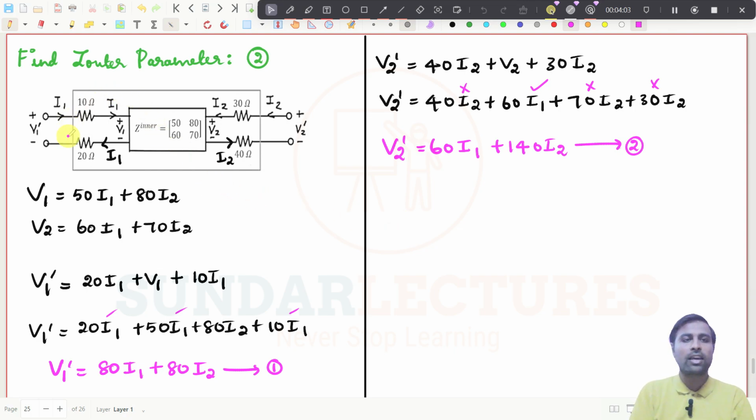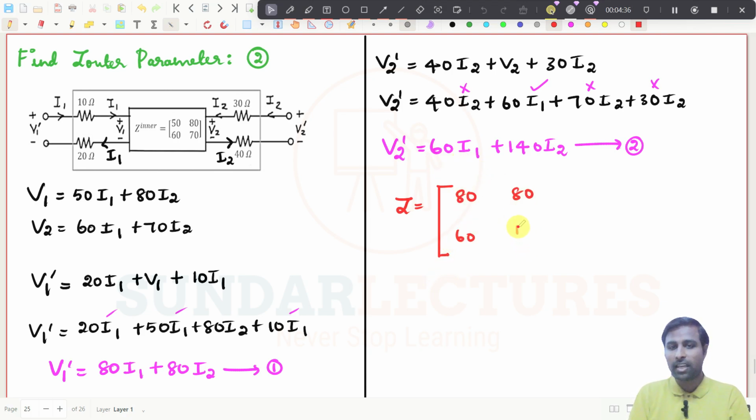And now what they are asking you to write is the Z parameter for the whole circuit, which means the whole circuit holds V1 dash and V2 dash, right? And currents I1 and I2. That is what we are getting here. So what will be the final Z parameter here? It will be very simple. This is the first term, 80, this is the second term, 80, this is the third term, 60, and this is the fourth term, 140.